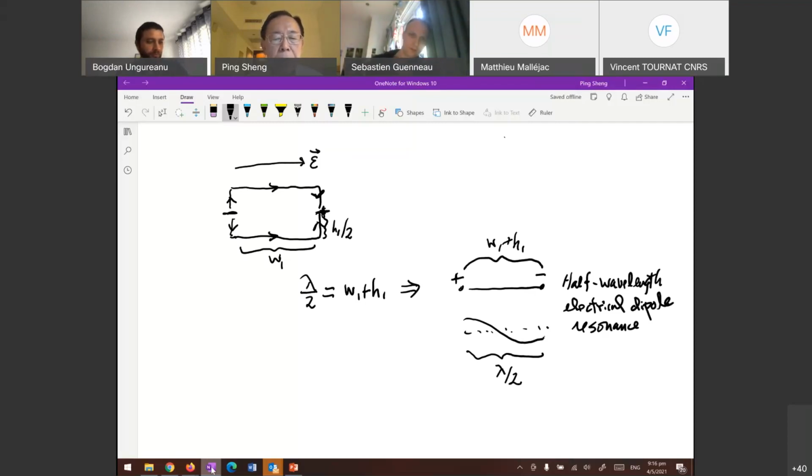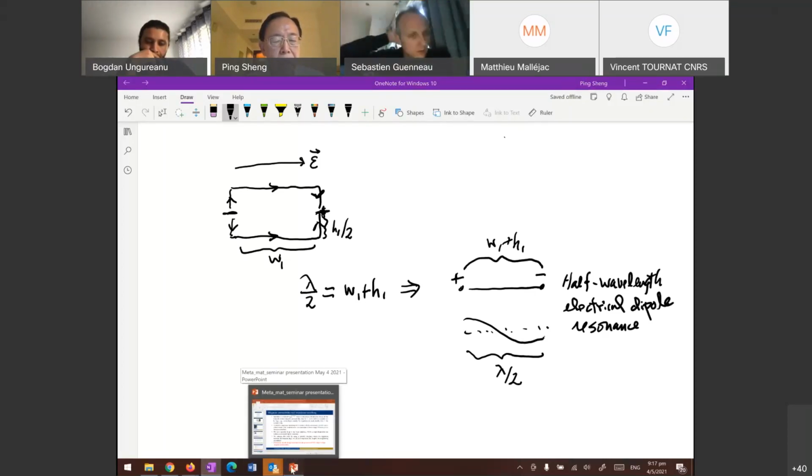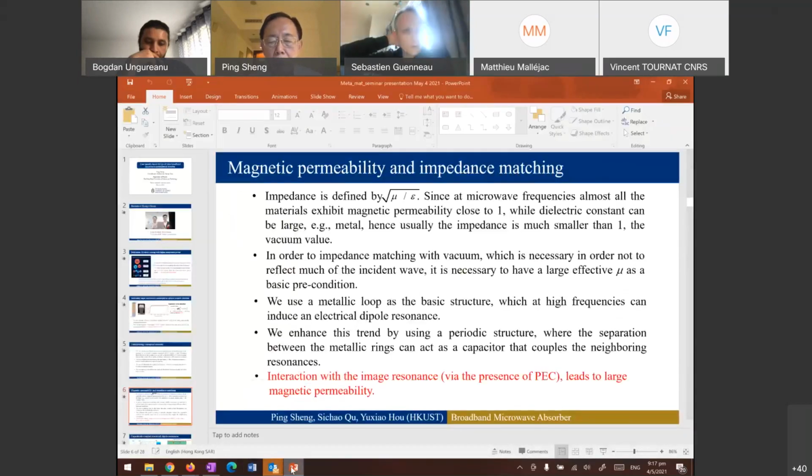So that's quite simple. And in this regard, I also want to mention that if we can have half wavelengths with opposite current, then we can have magnetic dipole resonance, okay, in this regard. Okay, now let me come back to the PPT.